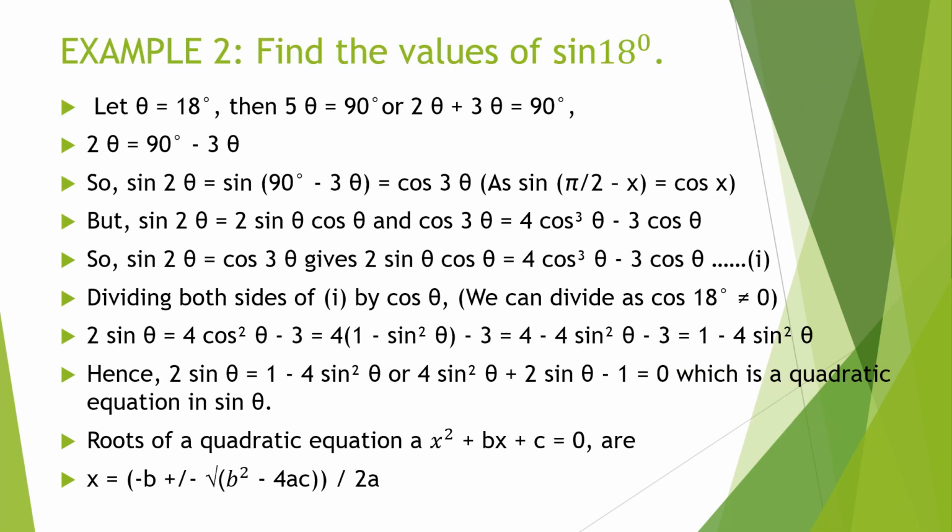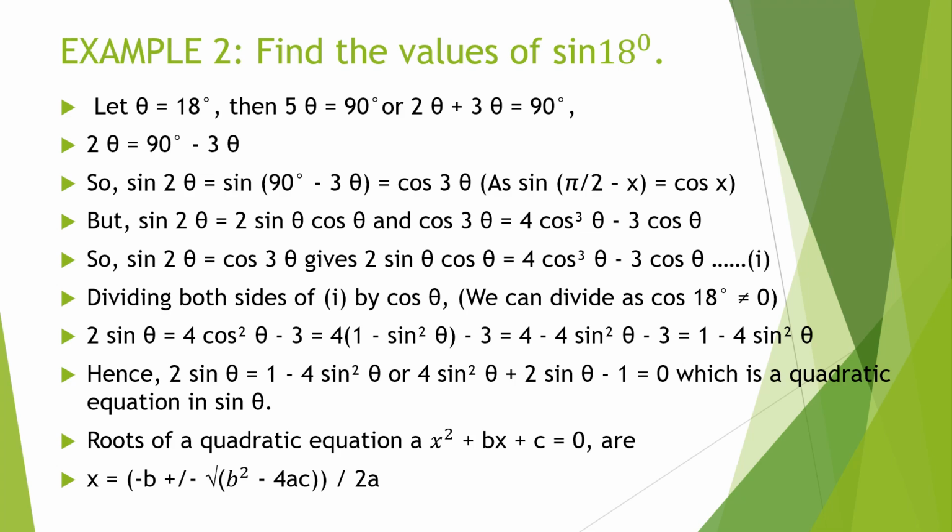Example 2. Find the value of sine 18 degrees. Remember, the sine 18 degrees value is used in many examples. So over here theta which is given is 18 degrees, so 5 theta will be 90 degrees. 5 theta is 2 theta plus 3 theta. So we have 2 theta plus 3 theta is equal to 90 degrees, which gives 2 theta is equal to 90 degrees minus 3 theta.